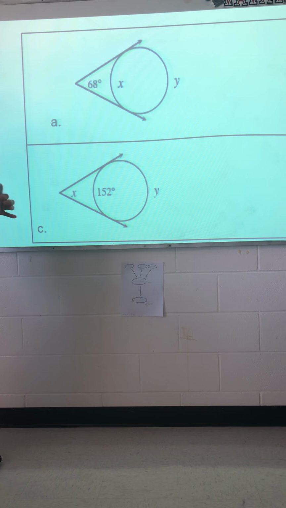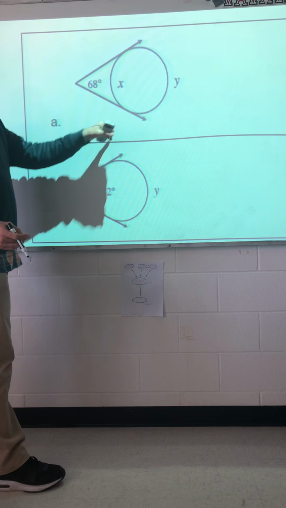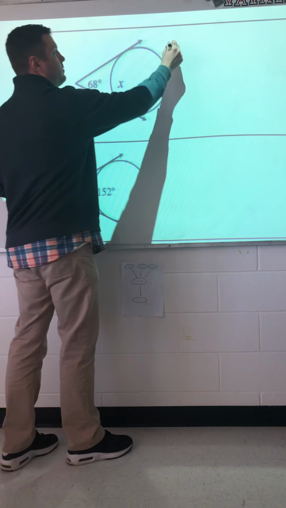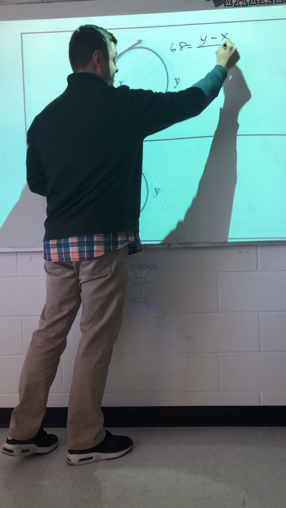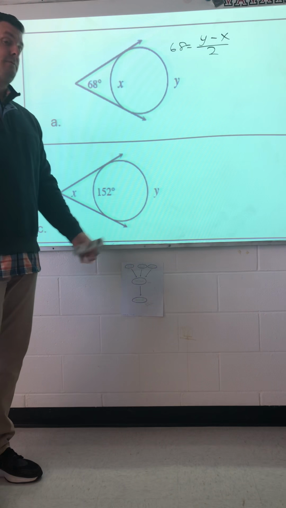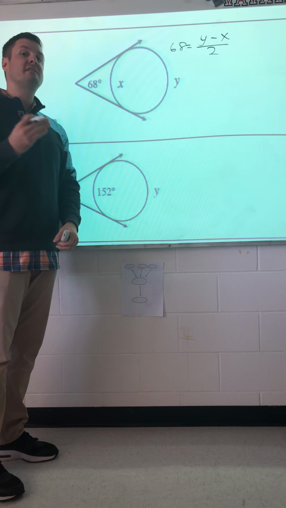Now this example A up here at the top, this is about as tricky as they can make it. But we'll look at how we can get through that. Okay, because they didn't give us either of these arcs, they just gave us the angle. So if we do the angle, 68 equals big arc y minus small arc x divided by 2, it's like, how can we do that? We have two variables.